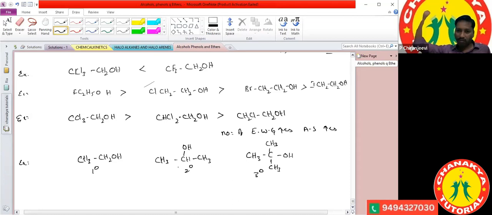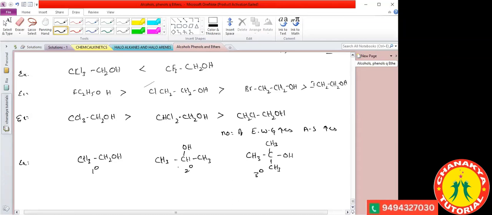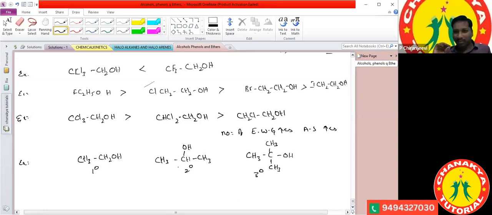Which one is more acidic? That is my question. The first one, because it has the least number of electron withdrawing groups. Aditi, something in your statement is going wrong. Which one is more acidic? That is my question. The primary alcohol, secondary alcohol, tertiary alcohol.